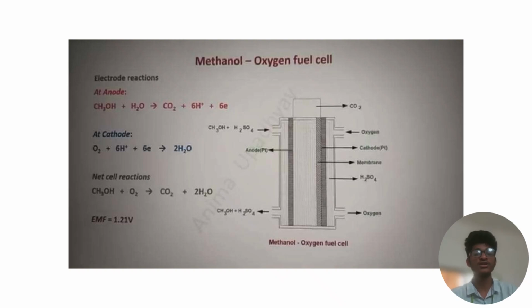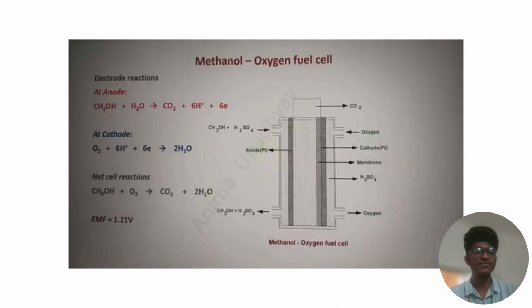CH3OH oxygen fuel cell with a neat labeled diagram and reactions. On the left side, we have the anode. On the right side, we have the cathode. They are prepared. See this, oxygen is supplied, and CH3OH with H2SO4 or KOH solution. CO2 is produced in between these electrodes. The platinum electrode and membrane are shown in this diagram.